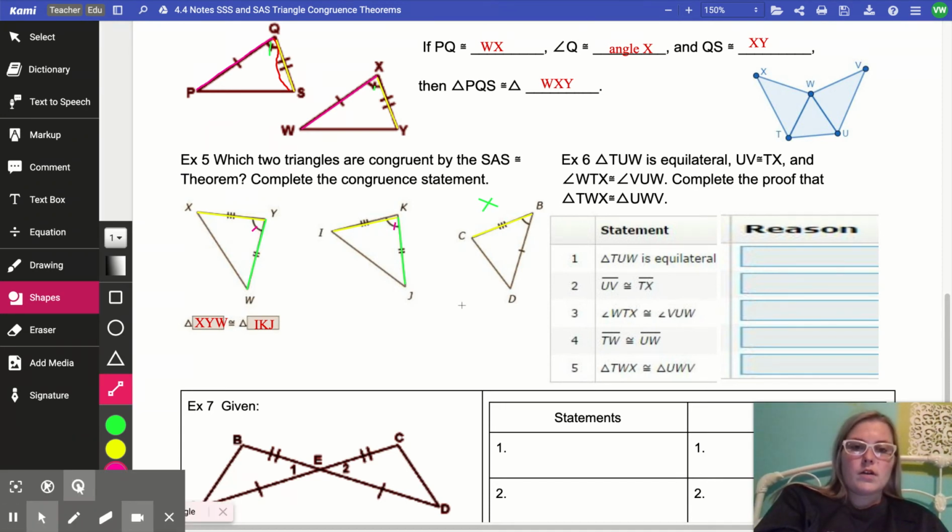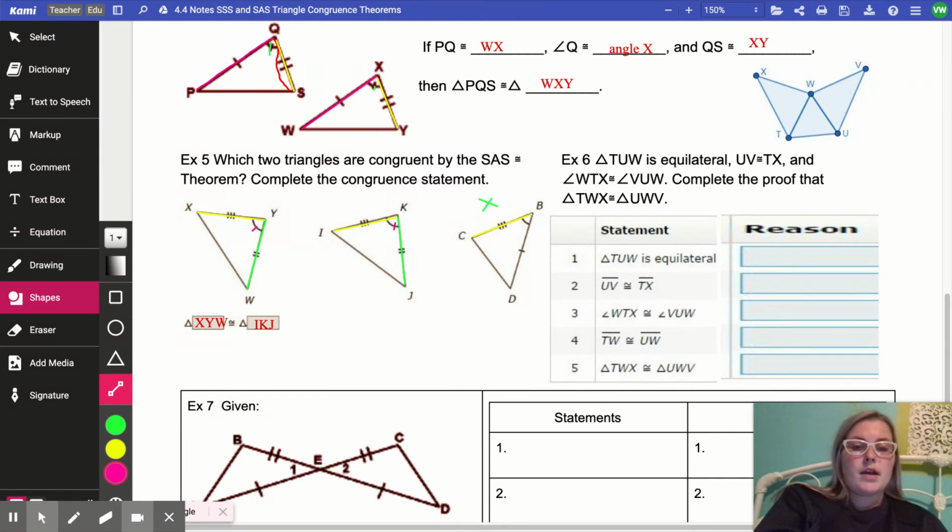So example 6 is another proof, but this proof is also kind of like the one we did about side, side, side, except this time it's about side, angle, side. So I'm going to give you guys a couple minutes or however long it takes you. We can just pause the video and work this out and answer it in Edpuzzle.